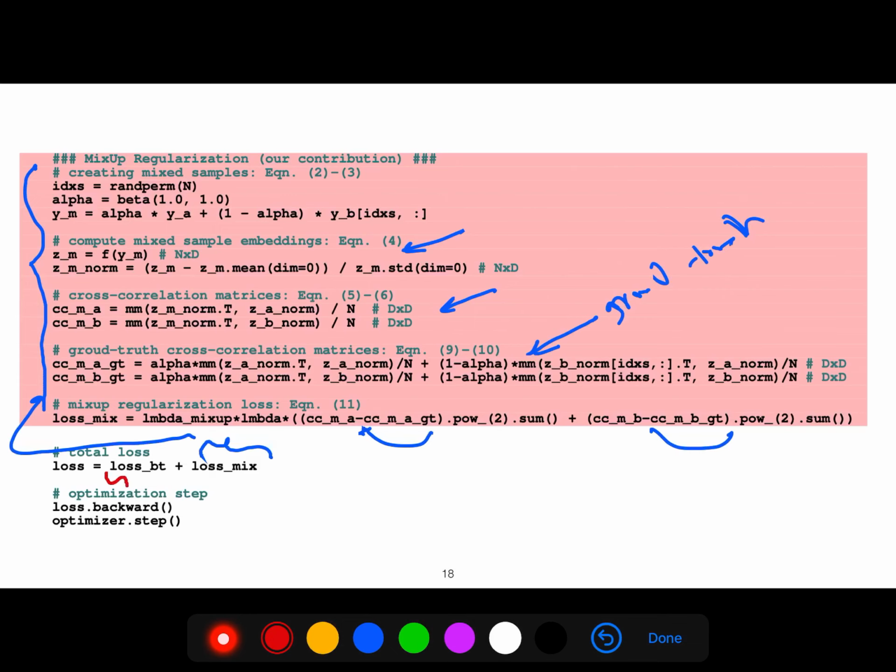And then this is the previous lecture. Now we just add this regularization term to get the loss, and we backpropagate this loss, the total loss, not just the Barlow Twins loss.